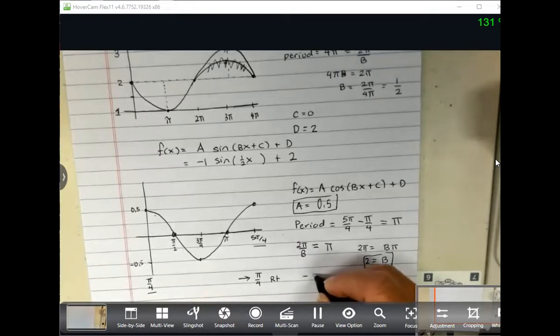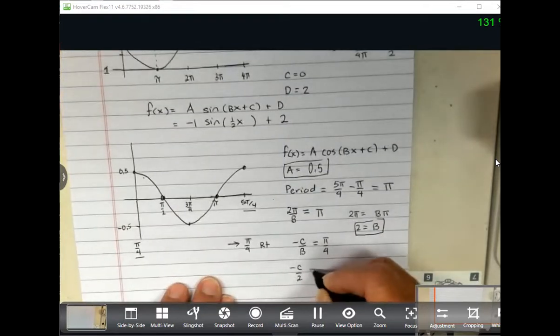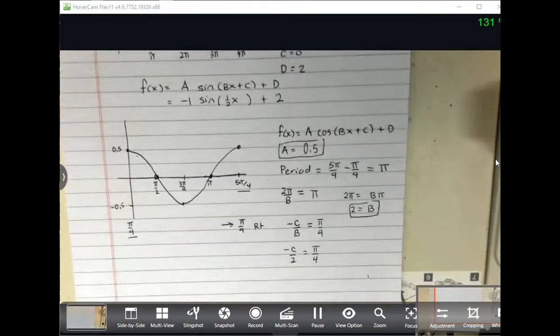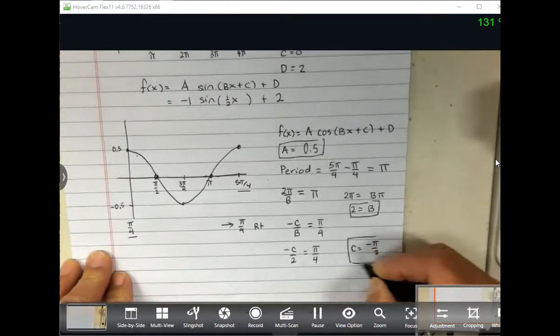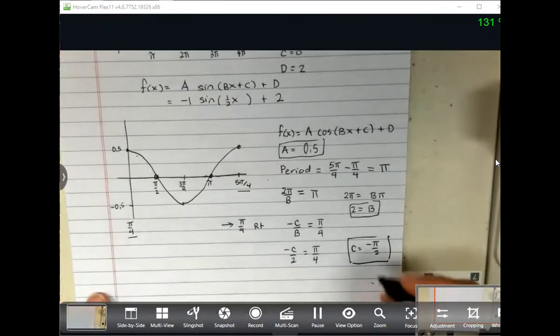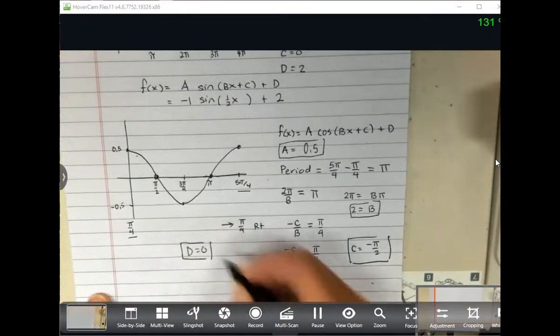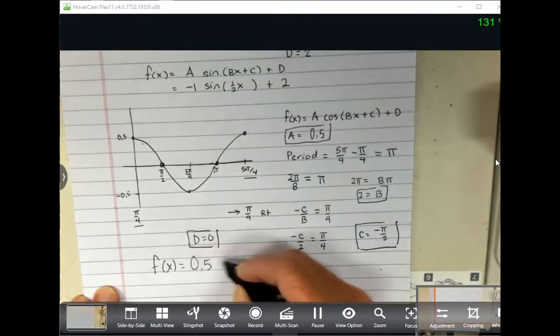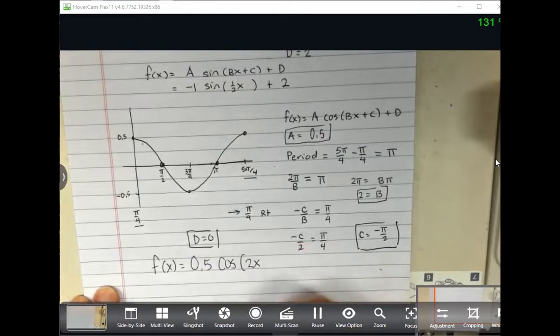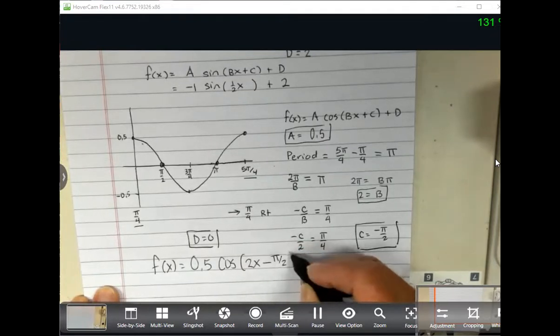And the ratio minus c over b gives us that phase shift. We found b to be 2. So when I solve this for c, I'll multiply by 2 and by a negative sign. So c is negative 2 pi over 4, which says c is negative pi over 2. There's no shift up or down, so d is 0. And now if I plug it all in, I get that f of x is 0.5 cosine of 2x minus pi over 2, plus 0.